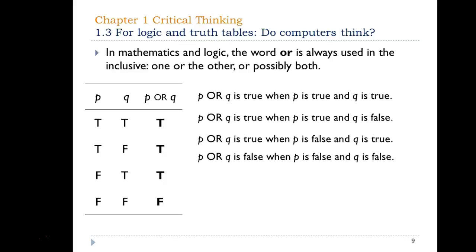Notice that the only time the disjunction is false is when P is false and Q is false. All other times, the disjunction is true.